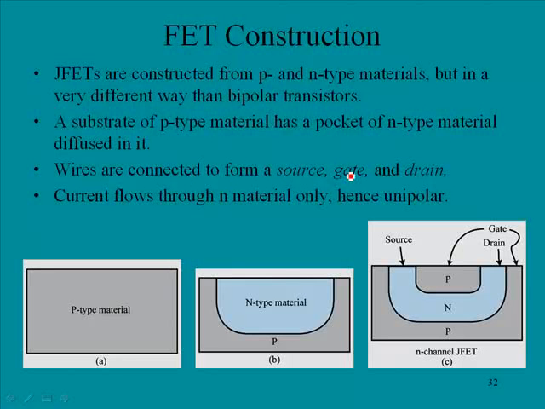Wires are connected to form a source, so a wire would be connected here, and the gate is made by connecting to these two points here. Now in this case, the current flows through N material only. So current is going to flow from the source to the drain, and it is flowing only through N-type material, in this case with an N-type FET. And hence the term unipolar, because the current is only going through one type of material.